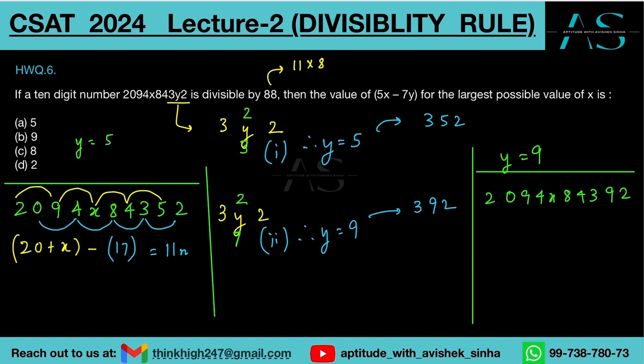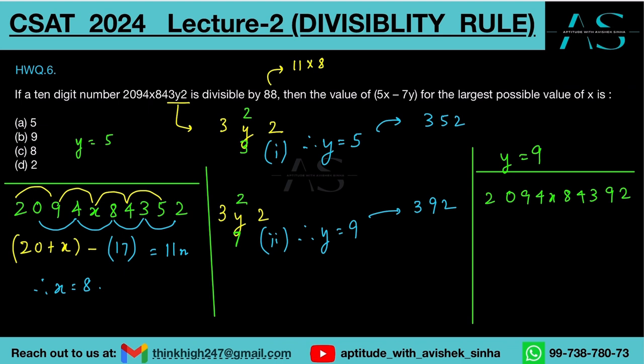If I want to make it 11, because that is the only possibility left, I need to add how much to this set so that the difference between these two is 11? Simply add 11 to this. It would be 28. That means I need to make this set 28, and that can be done when I take x as 8. Just think of it. This becomes 20 plus 8. 28 minus 17, we get the value as 11.